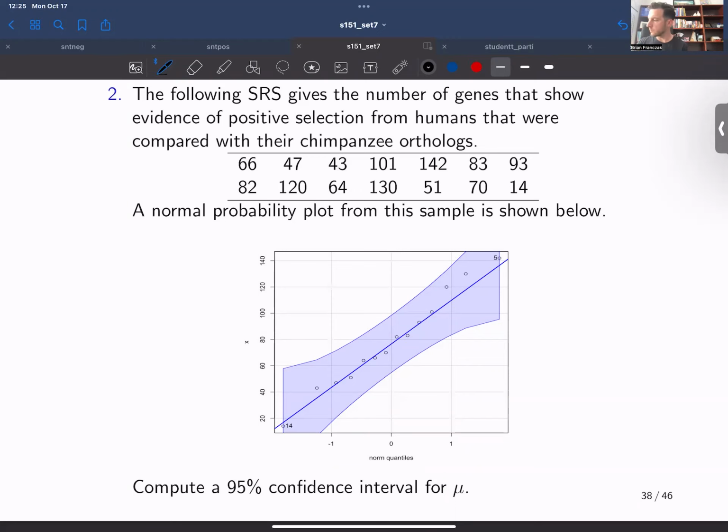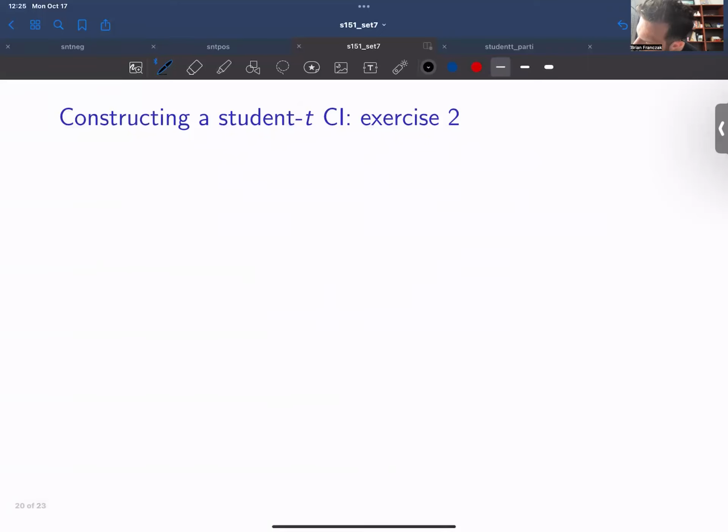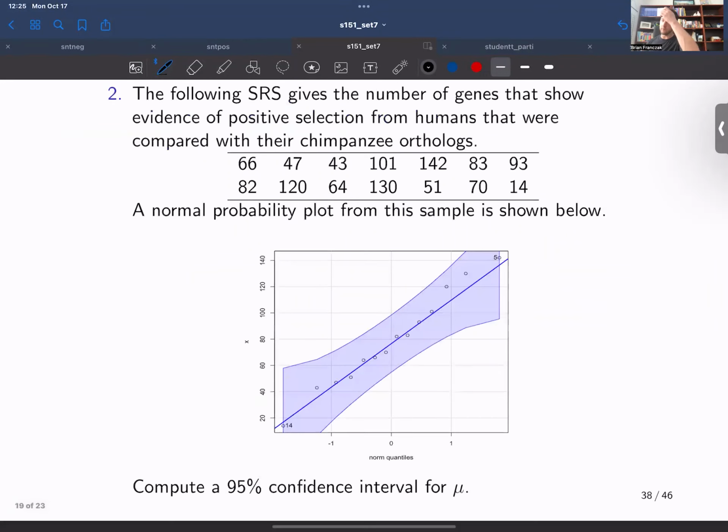All right, so the first thing we do is the assumption check. 1, SRS. This is fine because we're told that we have a simple random sample. 2, X bar is normal. In this case, our sample size is only 14. You can see this because there are 14 observations in the table. We don't have any information about the distribution of the population, and we don't have enough observations to use the central limit theorem.